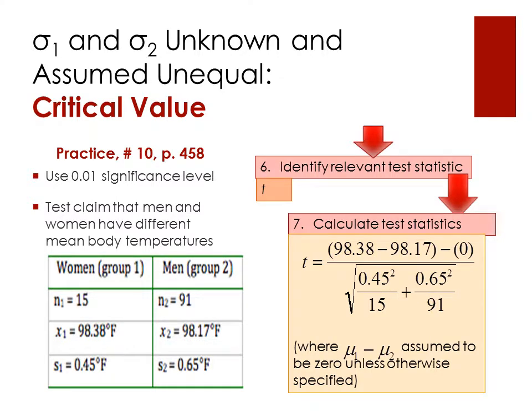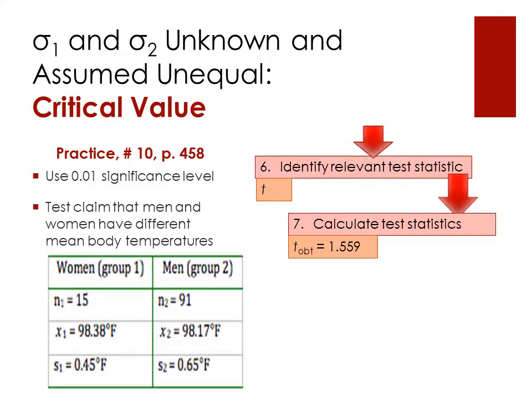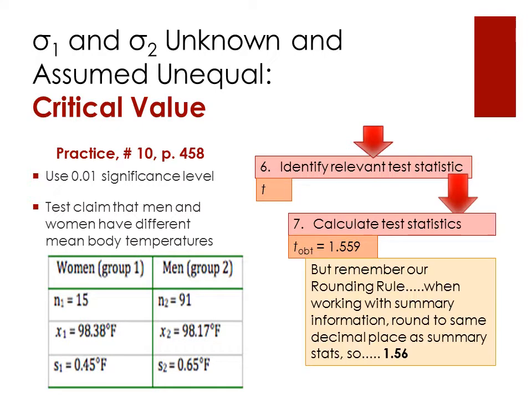Okay, so here we have the formula with my numbers plugged in. If you pause the video for a few moments here again, go through and do your calculations and see what you get for your t. Turn the video back on to check. I should get a t obtained of 1.559. However, remember our rounding rule. When we're working with summary information, we round to the same decimal place as the summary stats. So our actual t obtained is going to be 1.56.